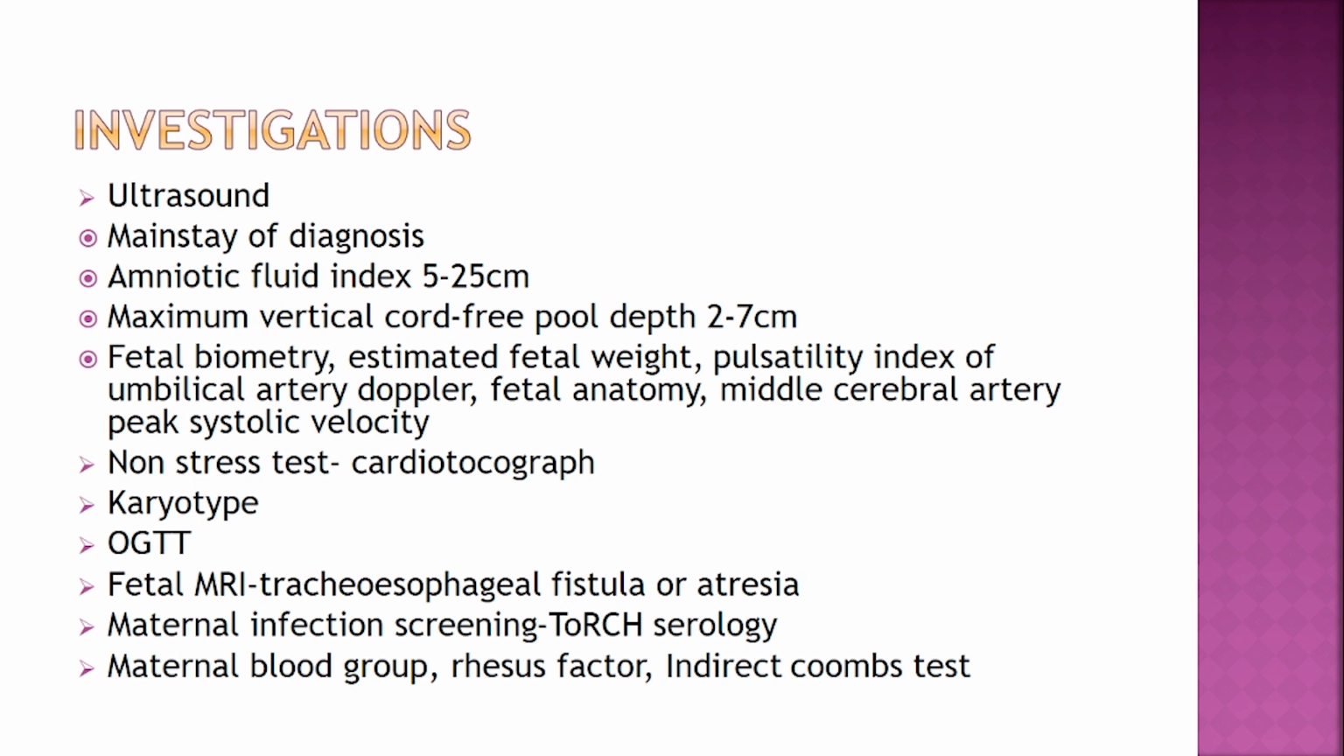Karyotype, yes, when you're suspecting trisomy 13 or trisomy 18, you may need to do a karyotype. Oral glucose tolerance test, that's for when your suspicion is diabetes mellitus. Then you might have to do a fetal MRI for fetal anomalies like tracheoesophageal fistula or esophageal atresia. Maternal infection screening when you're suspecting TORCH infection, and maternal blood group, rhesus group, and indirect Coombs test when you're thinking about rhesus isoimmunization.